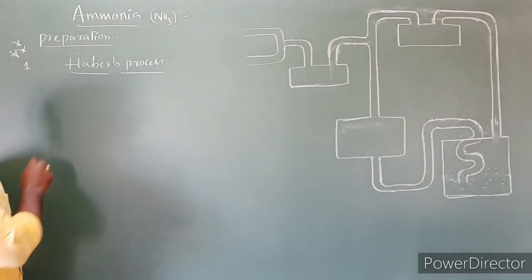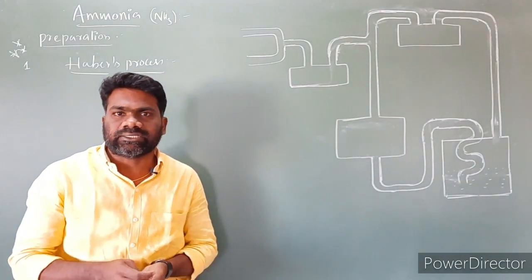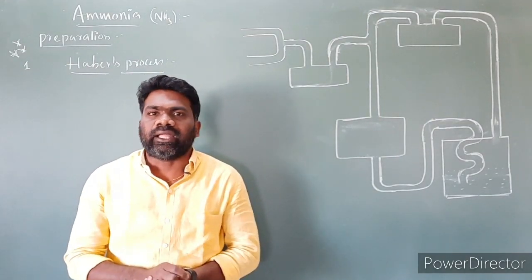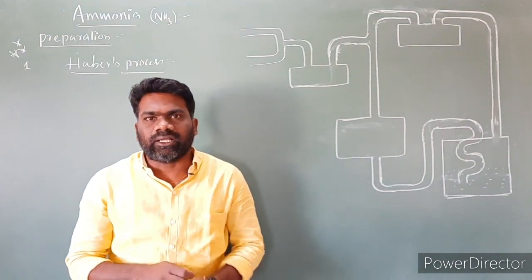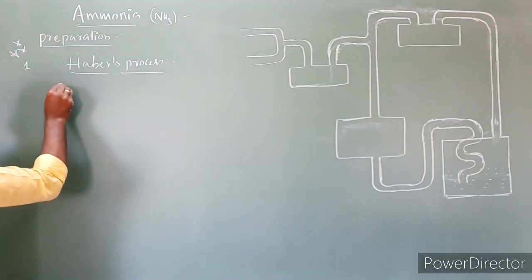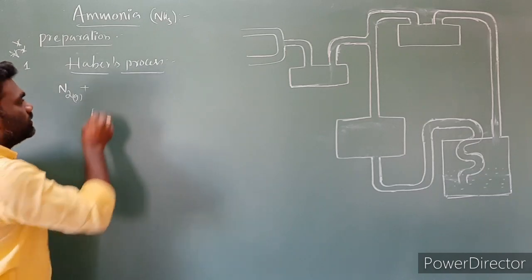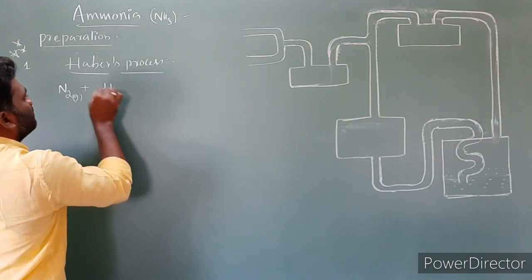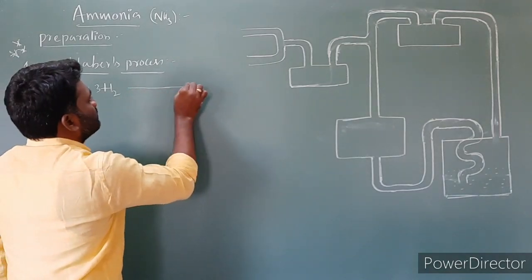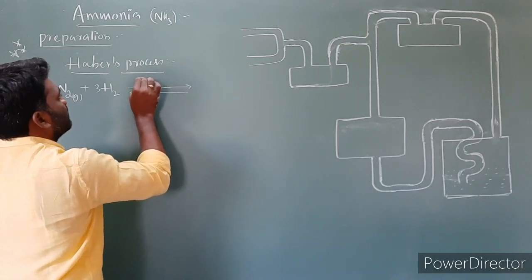Nitrogen reacts with hydrogen in presence of iron oxide as a catalyst, with a small amount of Al2O3 and K2O, at temperature around 700 Kelvin and pressure around 200 atmospheres, giving ammonia. First, write the equation. Nitrogen, gaseous state, reacts with hydrogen 3H2, giving rise to ammonia in presence of catalyst iron oxide.